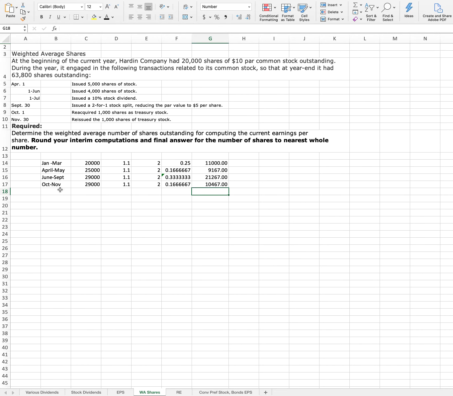And then finally, we have just the month of December because it's November 30th. And now we are reissuing the 1,000 shares, so we're back to 29,000, our 1.1 or 10% dividend, our 2 split. This is 1 out of 12 months. And I can copy the formula, not the one right above it, but any of these top 3 down. And then we can do a sum over here. And we get a weighted average of 57,218.